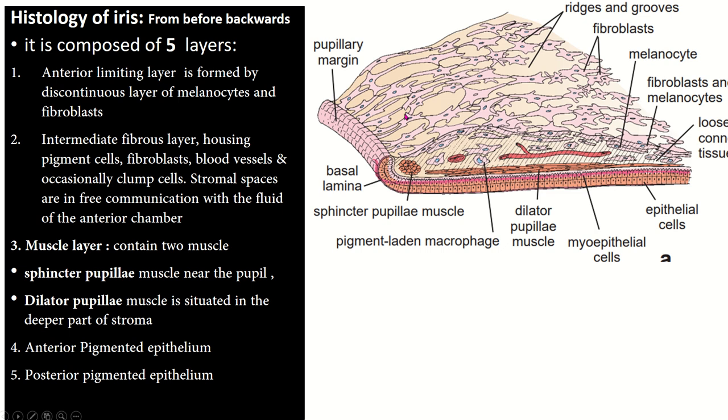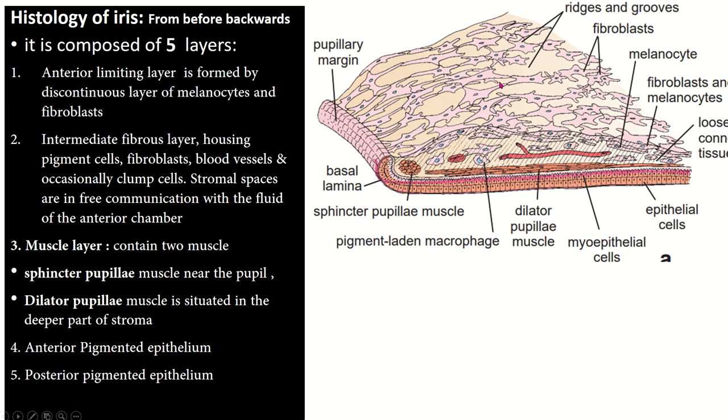This is the iris. It has a pupillary margin. This is the peripheral margin or root of the iris. It's situated near the ciliary body, and this margin is situated near the pupil of the iris. The pupil is the area of the iris through which light passes within the eyeball, and this pupil controls the amount of light entering the eyeball.